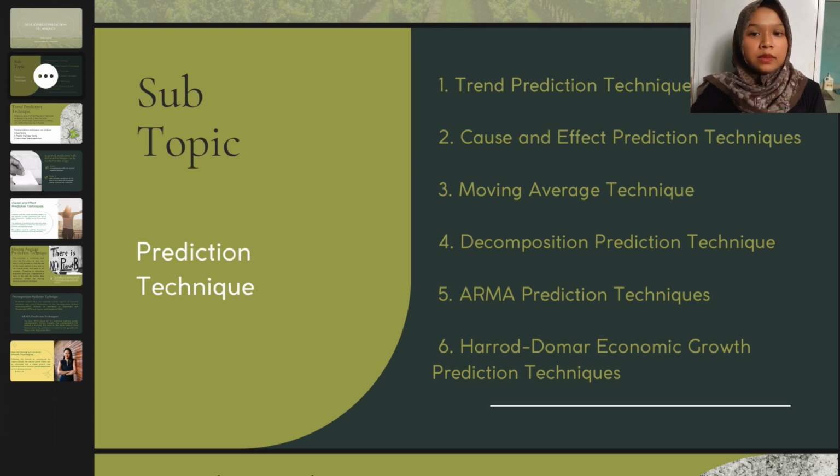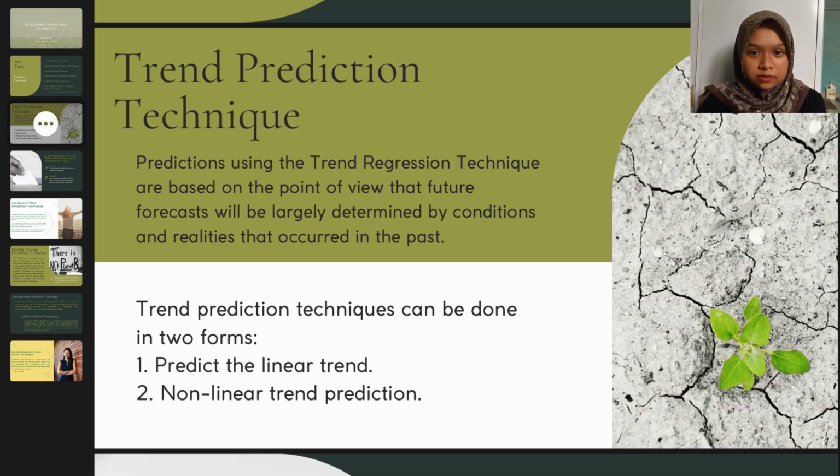Okay. The first is trend prediction technique. Prediction using the trend regression technique is based on the point of view that the future forecast will be largely determined by conditions and realities that occurred in the past.